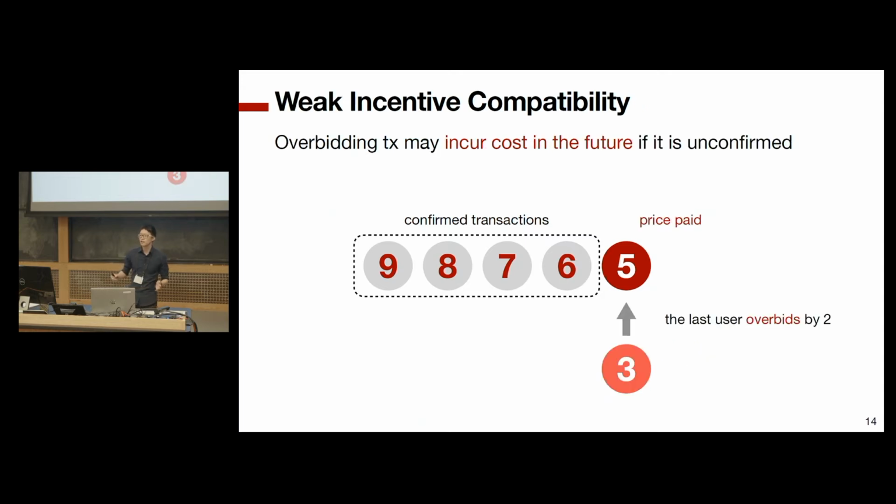However, on blockchain, there's always another block after this block. So on blockchains, we actually consider repeated auctions. If I'm the user with a true value of $3 and I bid 5, I'm unconfirmed now, but maybe my transaction will be confirmed in the future and I actually need to pay $5. But my true value is only $3. So in that case, I will lose $2. This is the potential cost for the adversary if they want to overbid.